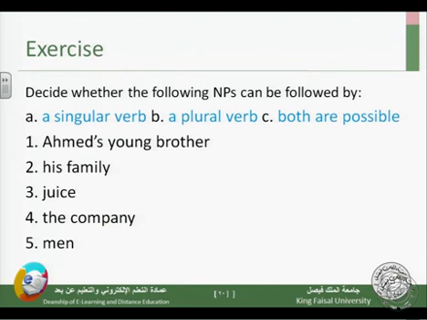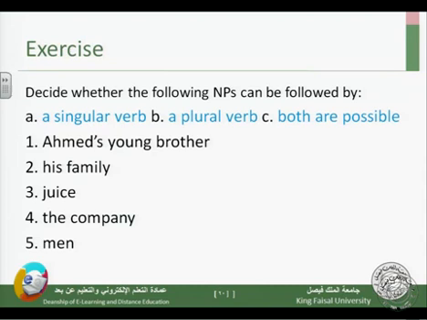Number four, the company. We can say the company is when we refer to the whole company as one corporation, and we can also say the company are, because we're referring to the people who work for the company, individual people who work for the company. So the company is possible, and the company are is also possible. So we can say that this is a collective noun, so both a singular verb and a plural verb can follow it.